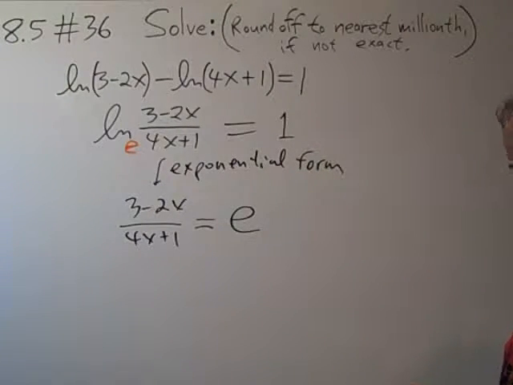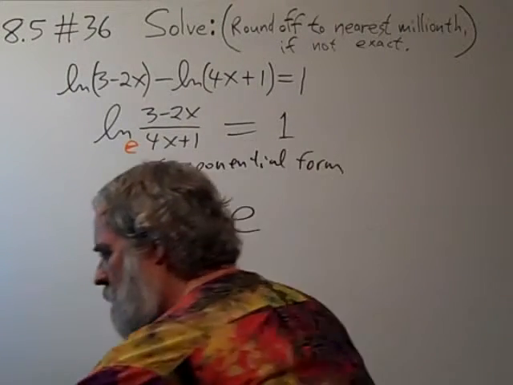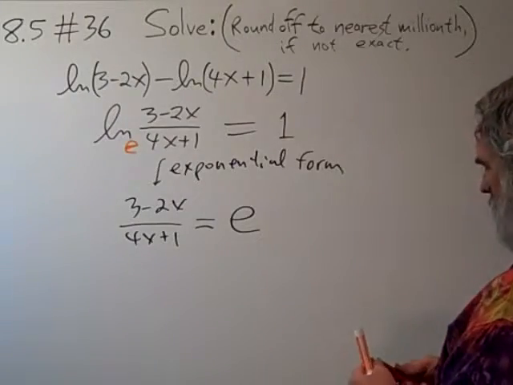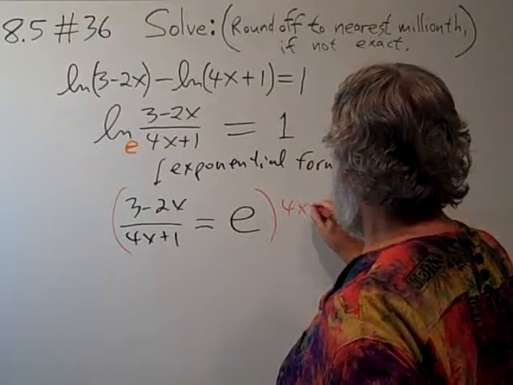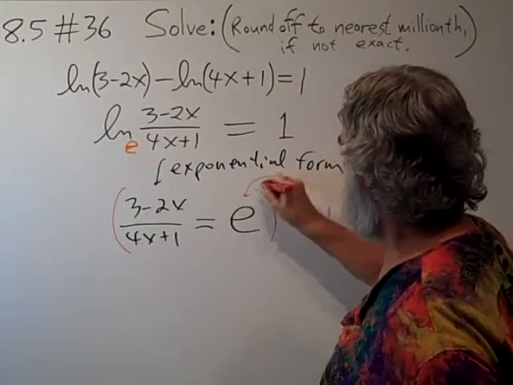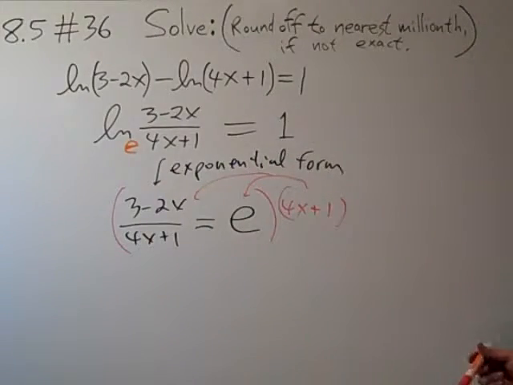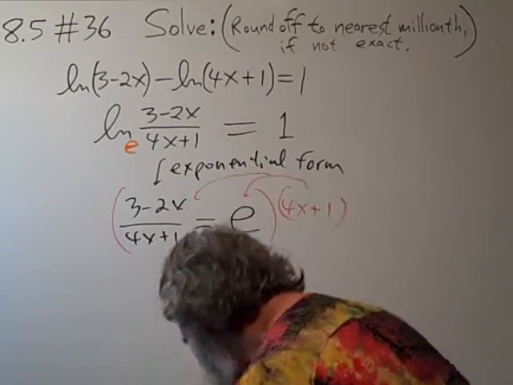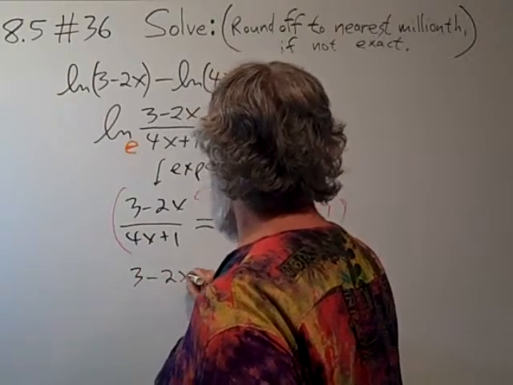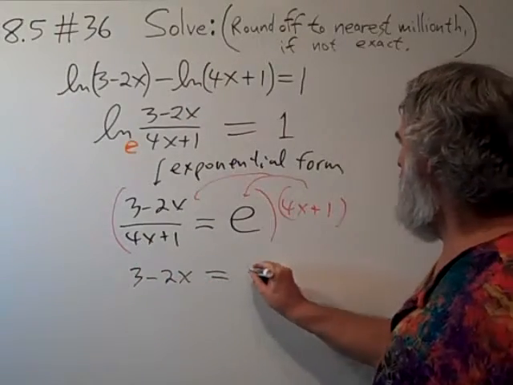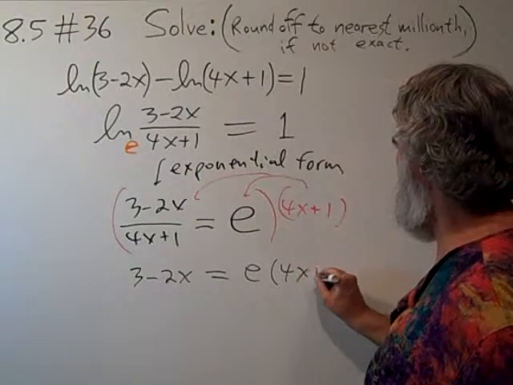So we multiply both sides of this equation by the denominator now. To cancel out the denominator, we multiply times 4x plus 1 on both sides of the equal sign. On the left, our equation becomes 3 minus 2x is equal to e times (4x plus 1).